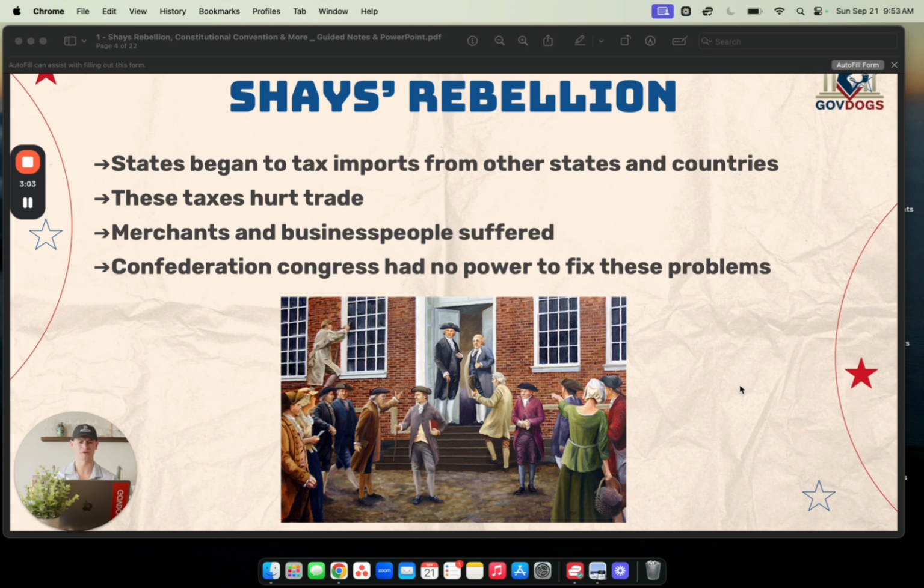Obviously, merchants and business people are going to suffer, and the Confederation Congress had no power to fix these problems. They had their own issues, right? They couldn't tax. They had no money. They had no power to regulate intrastate trade, okay, trade between states. So we were in a pretty severe predicament on the state level and also on the federal level.